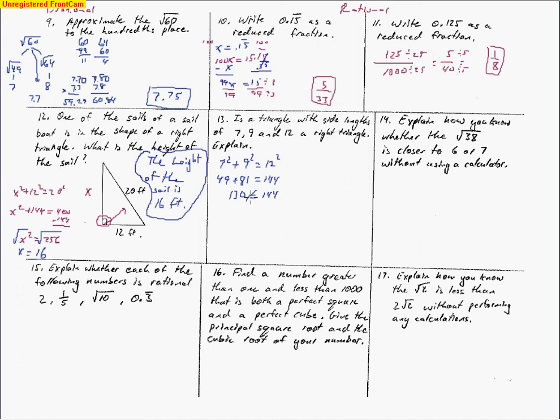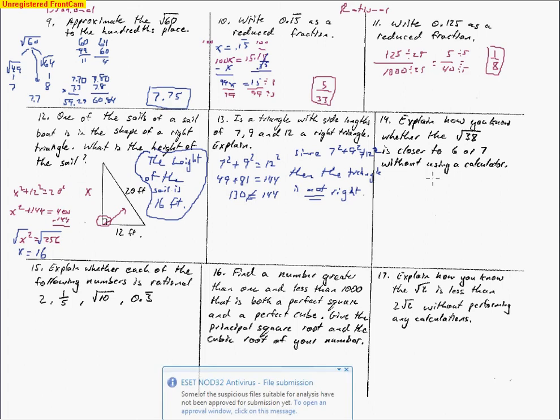So since these two numbers do not equal, what we can say is, and then we can write that out, 7 squared plus 9 squared does not equal 12 squared, then the triangle is not right. So it's not right because the converse of the Pythagorean theorem did not work.